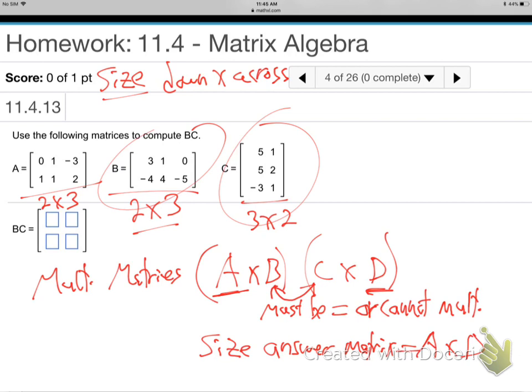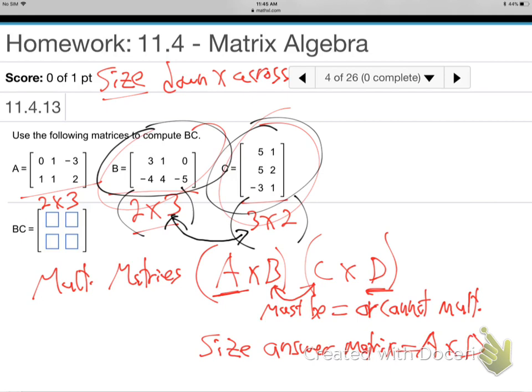So what does that mean? Let's look. We're trying to multiply B and C. Are the two inside numbers equal? Yes, they are. 3 equals 3. So that's a green light. You can multiply those matrices. And what will be the size of the answer matrix? The outside numbers, 2 by 2. That's why they have a 2 by 2 setup.